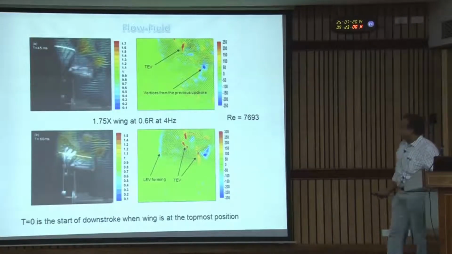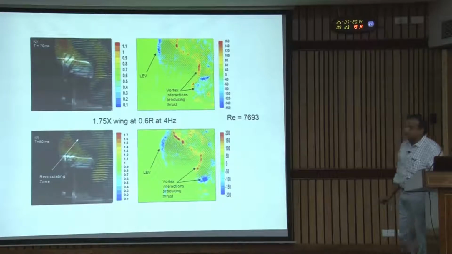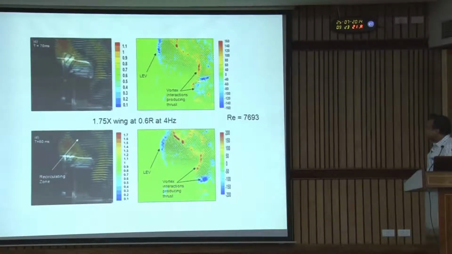If you look into the PIV data, this is the 1.75x model, and it is starting the downstroke. You see that there is a leading edge vortex forming along this wing surface. You can see the wing surface, and this is the plane in which we are measuring. There is also a trailing edge vortex forming, and a vortex which was created in the earlier cycle is present. So, this is like a wing vortex interaction that is happening.